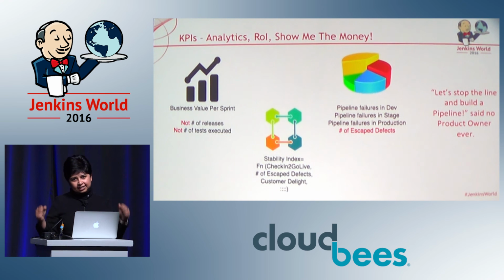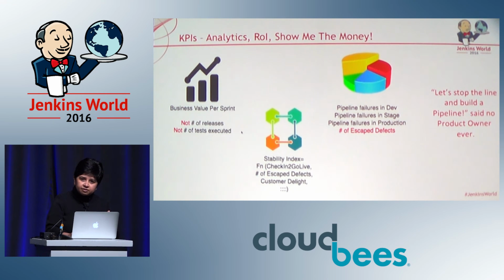So it's kind of hard, but it's not entirely impossible if we have our KPIs in order. Stability index is another such function where the CG is in the middle. So checking to go live, number of defects that are escaping, customer delight is if I have repeat customers. But that's only when I know my customers are happy with me. And then business value per sprint is something you would also try and measure.